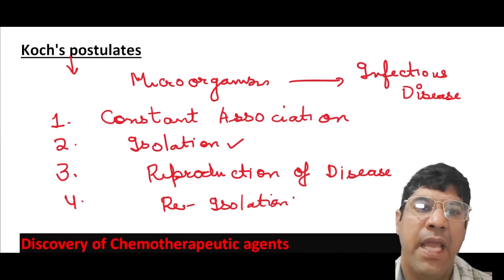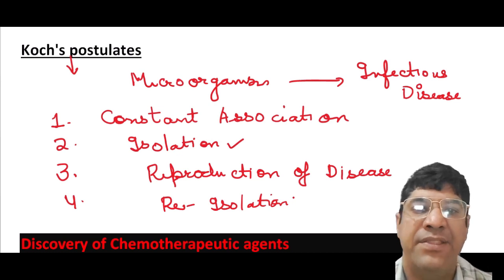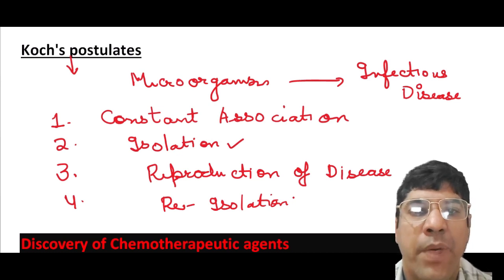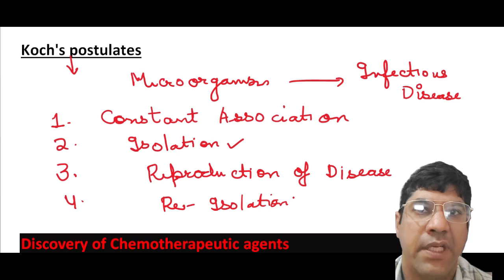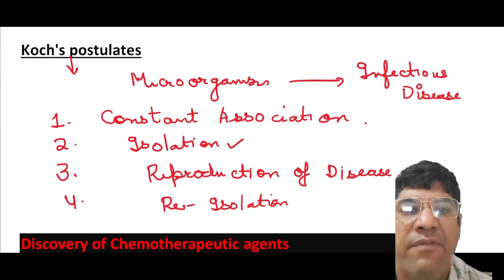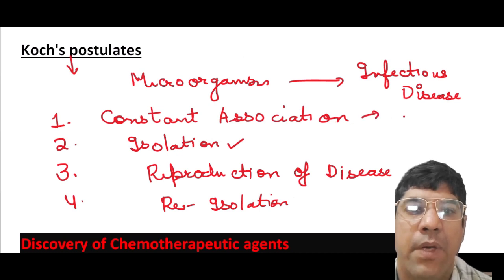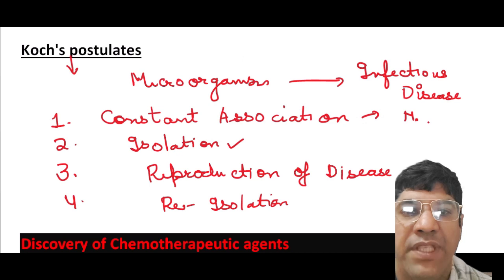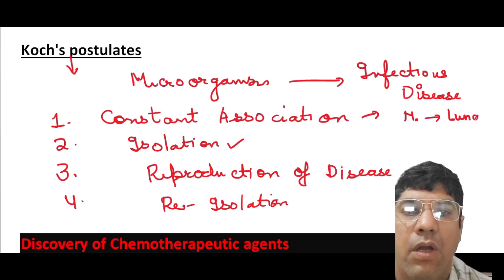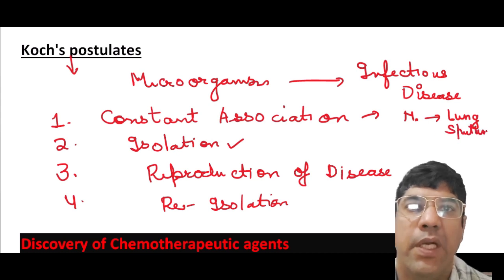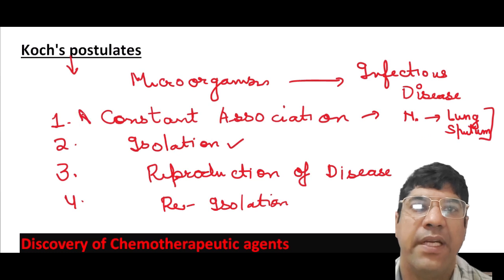Now let us again go through the Koch's postulates with an example. The example is tuberculosis and Mycobacterium tuberculosis. The first was constant association. So in an individual with active tuberculosis, Mycobacterium tuberculosis is always found in their lungs or in the sputum. It is not found in a healthy individual. So that is known as constant association.